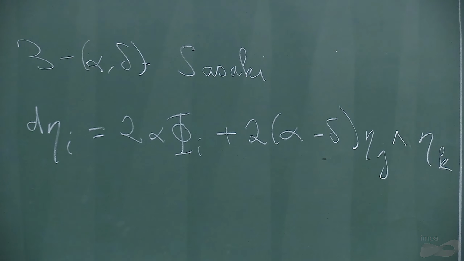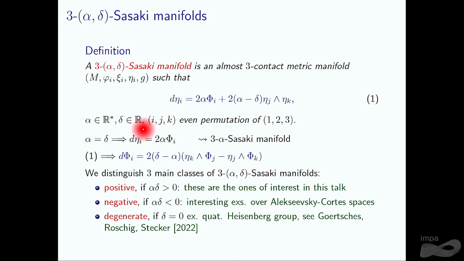is of course a particular case, because it makes the second term vanish, right? So we require alpha to be a non-vanishing real constant. Delta is allowed to be anything. And if alpha is equal to delta, we see immediately that d eta_i is 2 alpha phi_i. And then we just recover the old notion of three-alpha-Sasaki manifolds.